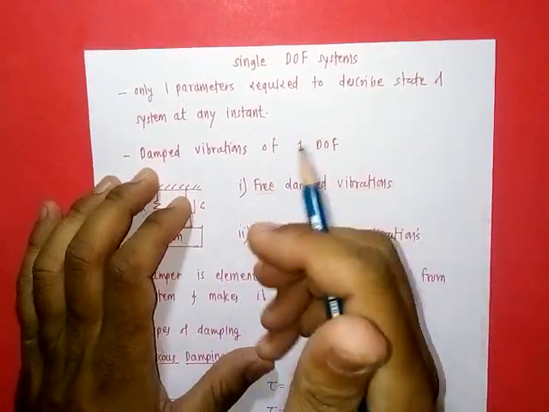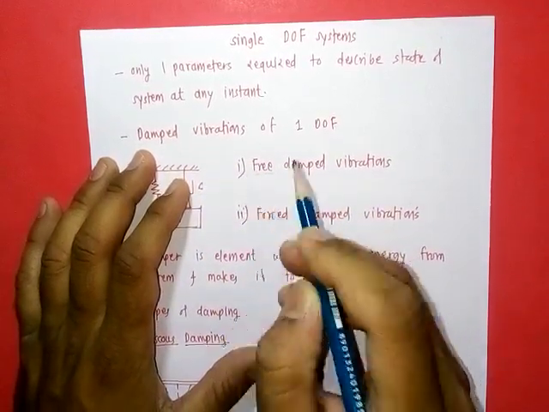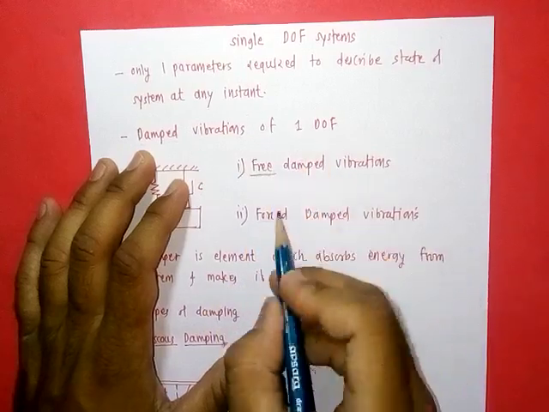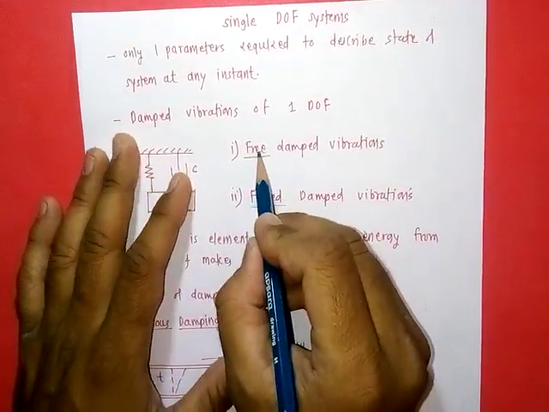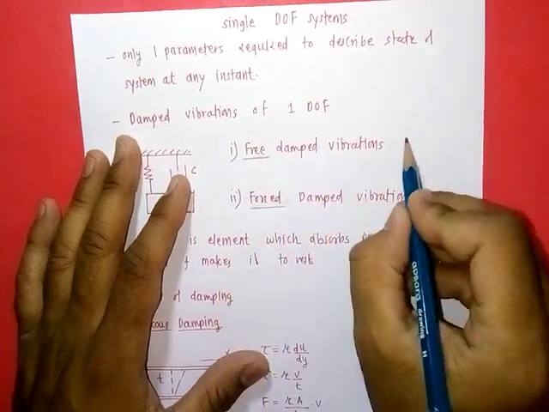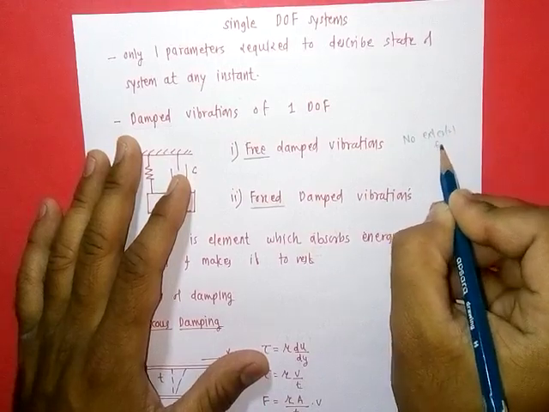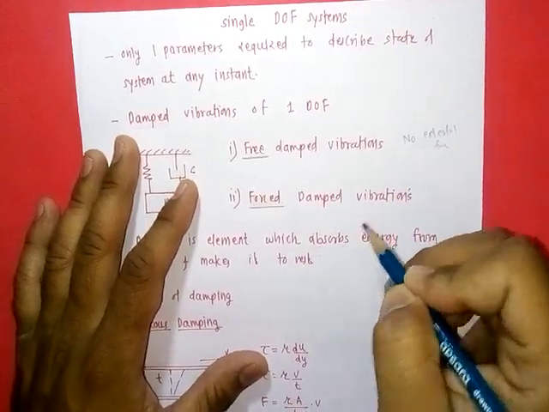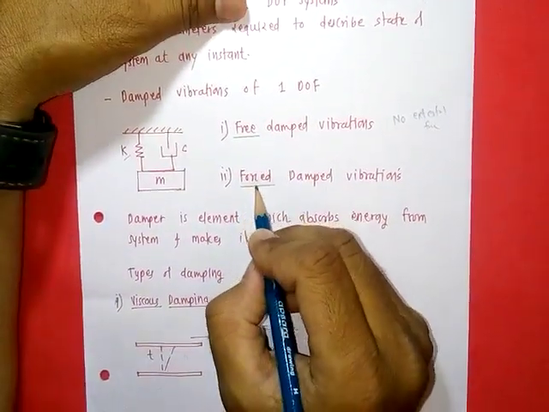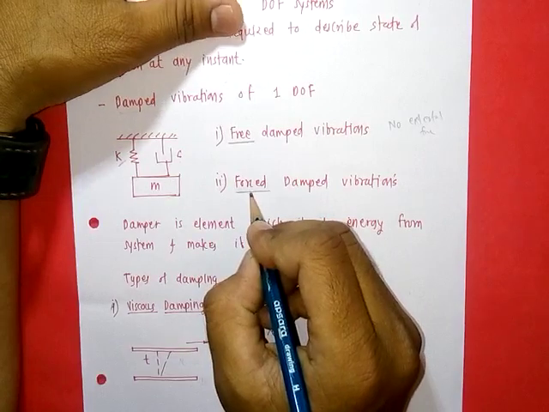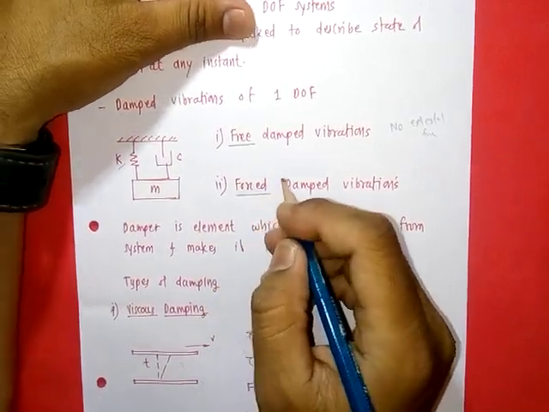These damped vibrations are further classified into two groups: free damped vibrations and forced damped vibrations. Free damped vibrations means there is no external force acting on the system while vibrating. Then the vibrations are free vibrations. In the case of forced vibration, there is an external force acting on the body and making it vibrate.